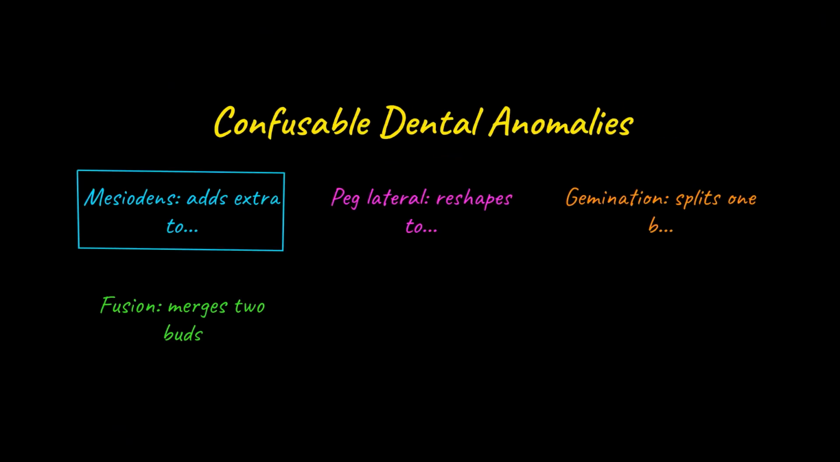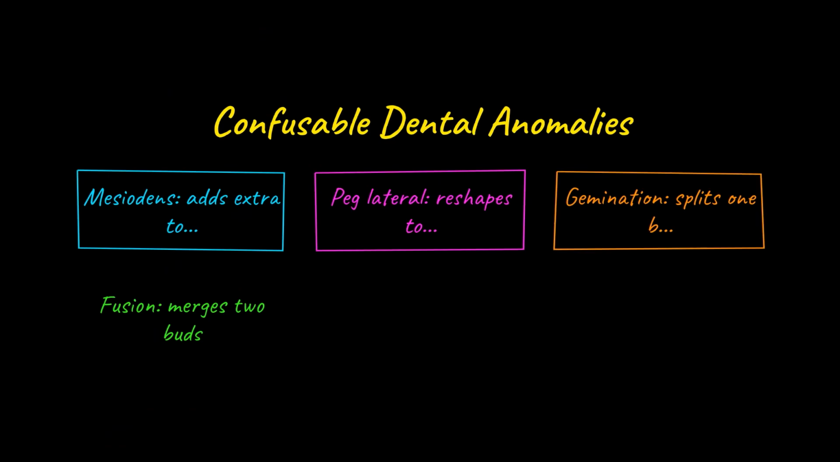The key distinction is what each anomaly does to tooth number and form. A mesiodens adds a whole extra tooth in the midline. A peg lateral merely reshapes a normally placed tooth. Gemination splits one bud into a single enlarged tooth, while fusion merges two buds into one, actually reducing the count.